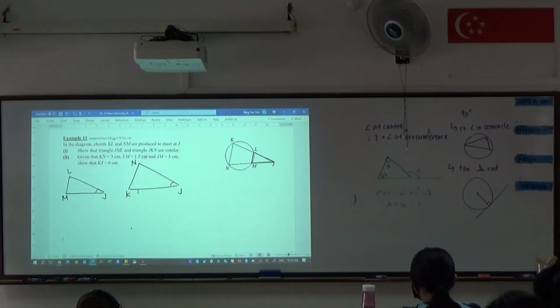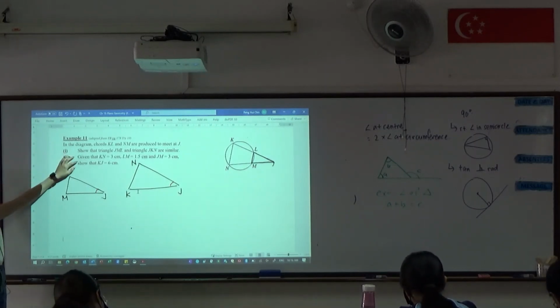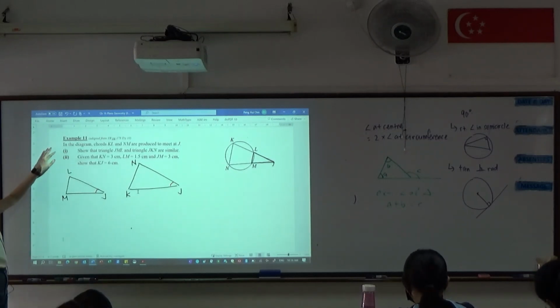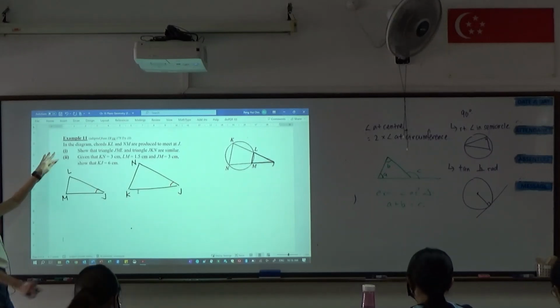We definitely can eliminate the fact that using sides is not going to be a feasible proof for this question at all, because there's no given information about the length at all. You cannot use the information in part 2 to help you in part 1. It must go in sequence. So therefore, we must be relying on AA similarity tests.